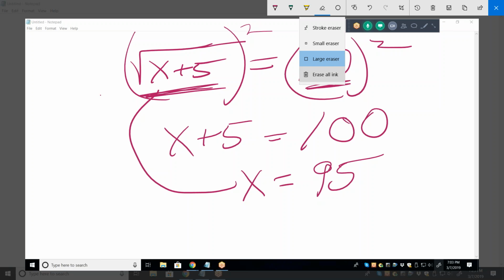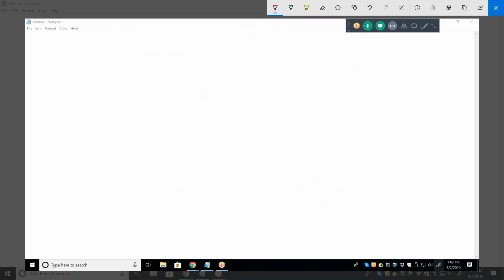Now, when you only get one solution, it's almost always correct. It's only when you get two solutions that you have to be a little careful and make sure that one of them is not extraneous. And the way you do that is just by plugging both solutions into the original equation.